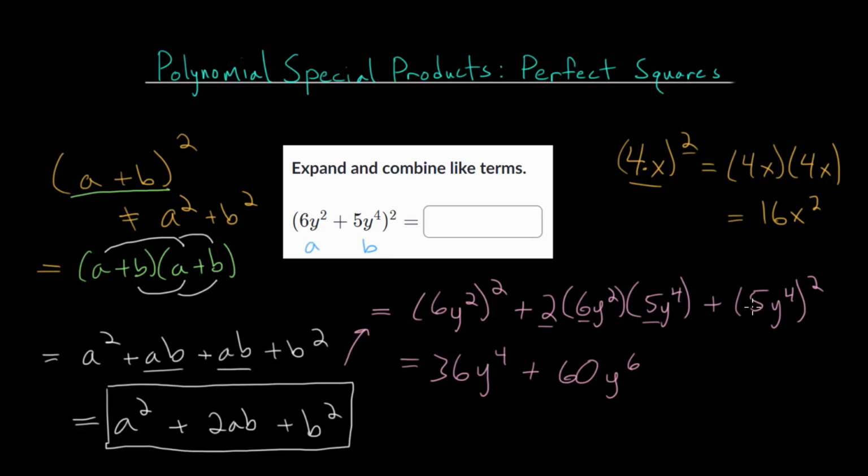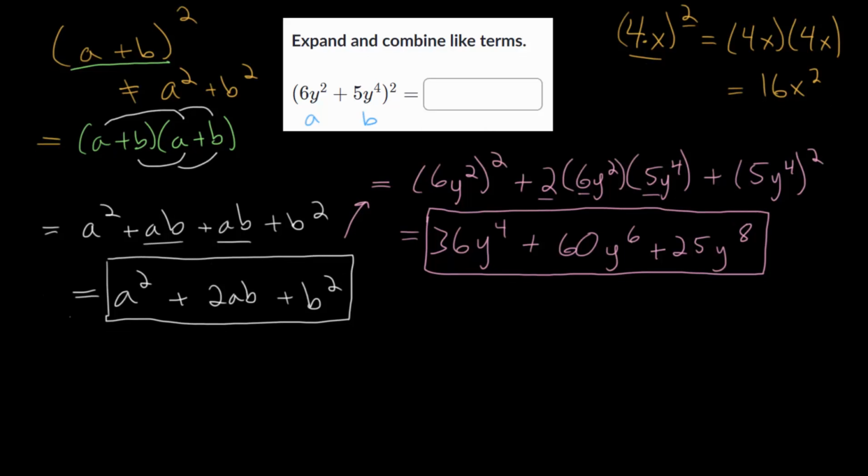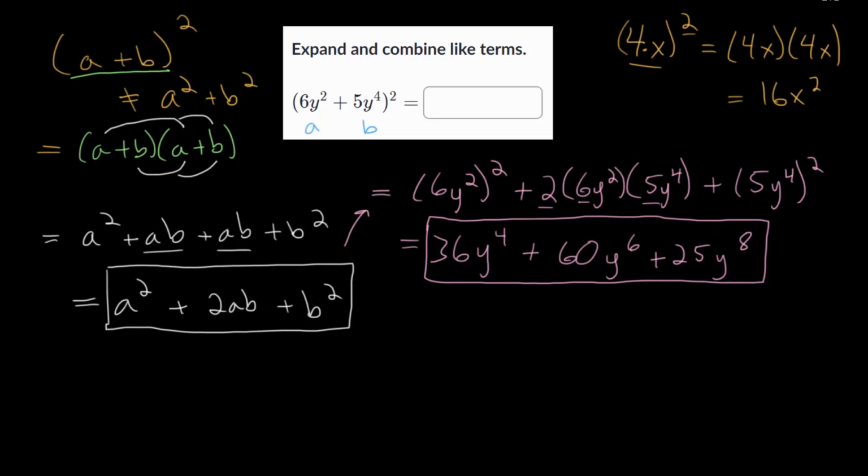And then lastly we have 5y to the fourth squared, so we could rewrite that twice. 5 times 5 would give us 25. And y to the fourth times y to the fourth is really just y to the eighth. So this should be our final answer. And using the formula is one method to achieve that. But we could also just multiply this out by hand. So that's a good way to check this problem.